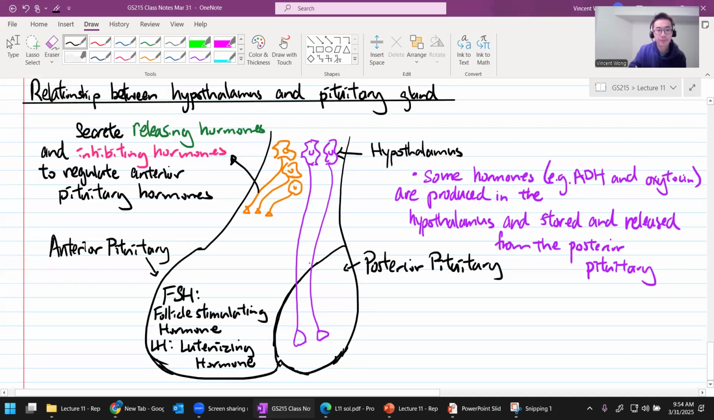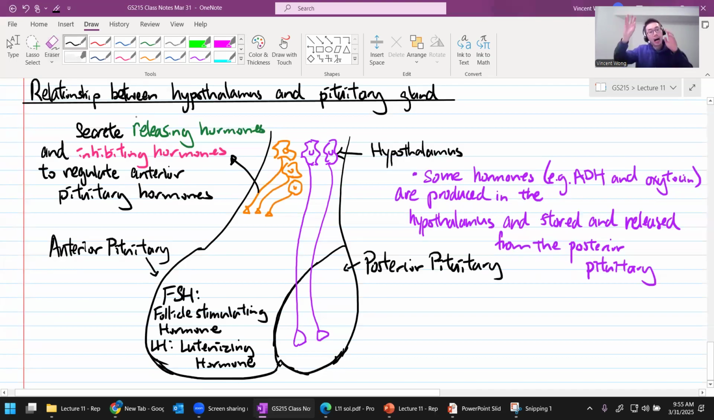And to regulate the control of the release of FSH and LH from the anterior pituitary gland, the hypothalamus would be releasing green light hormone, releasing hormones, or red light hormone, inhibiting hormone. So the releasing hormone would be the permission for the anterior pituitary gland to release FSH and LH. The inhibiting hormone would stop it.